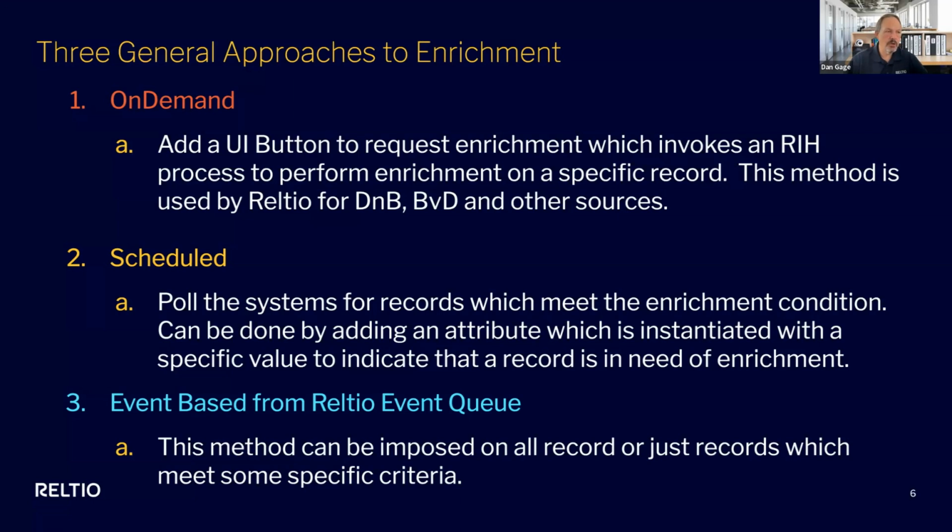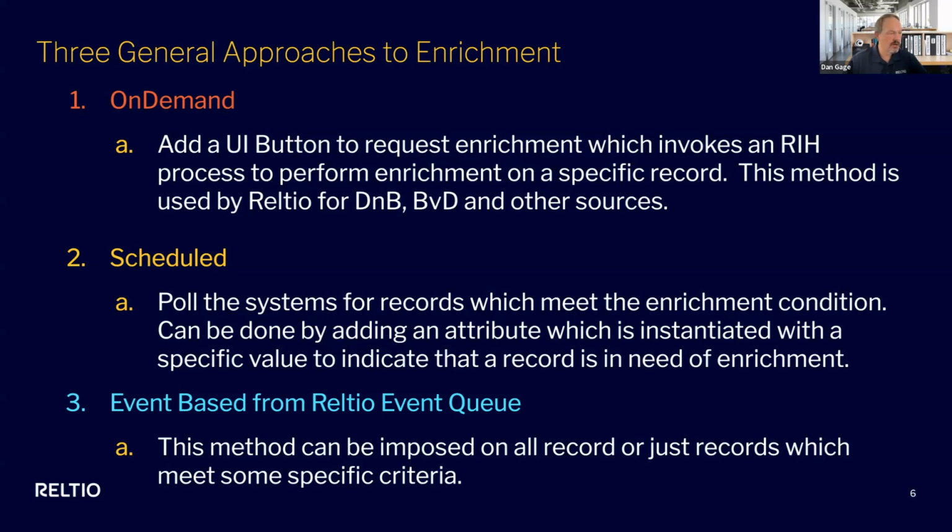Obviously, in order to customize the Reltio user interface to add that button in and put the appropriate APIs in place, that is a little bit more complex method, but it does provide a very nice user experience. That's one option. The second and third we'll be demonstrating live. I mentioned the scheduled approach, and that's basically where you have a periodic job that is going to poll the system for records that meet some enrichment criteria. And that enrichment criteria could be just any newly created record, any record that hasn't been enriched, or you can put a flag in there where you specifically request enrichment for individual records.